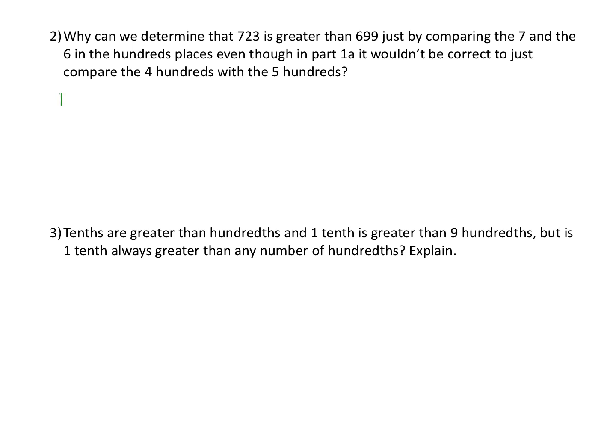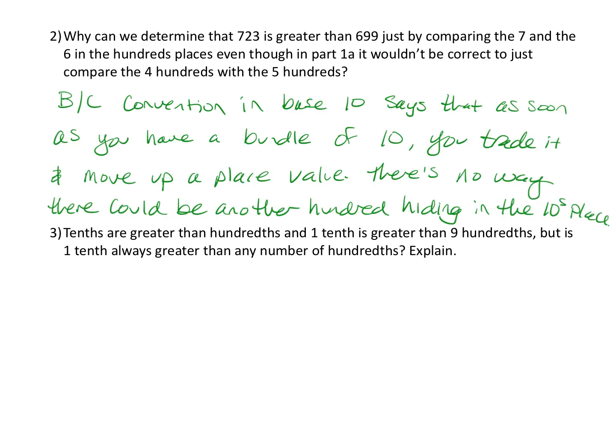Okay, so because convention in base 10 says that as soon as you have a bundle of 10, you trade it and move up a place value. So there's no way there could be another 100 hiding in the tens place. You would have to have 10 tens, and we would never write 10 in the tens place or anything bigger. It would have to be a 0 through a 9.